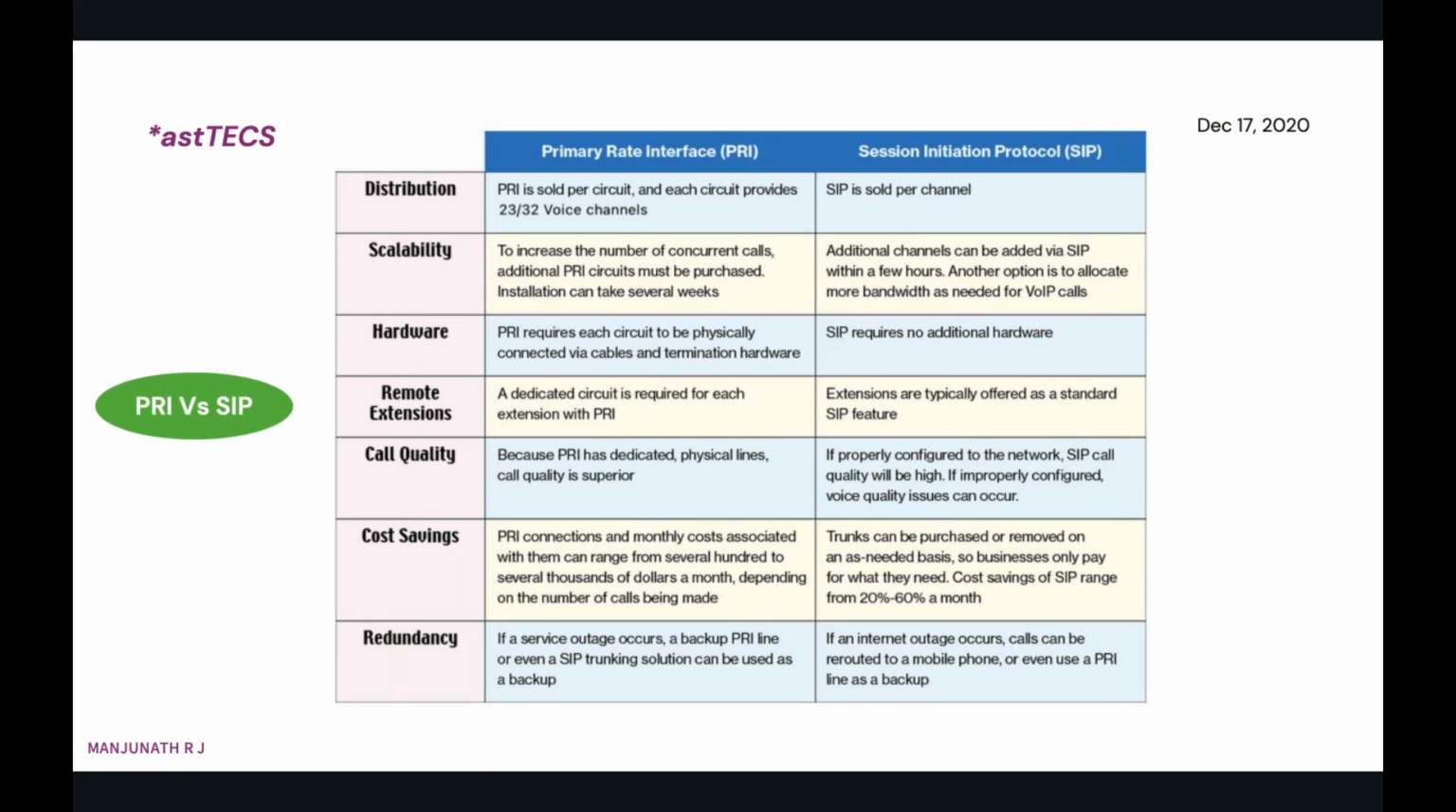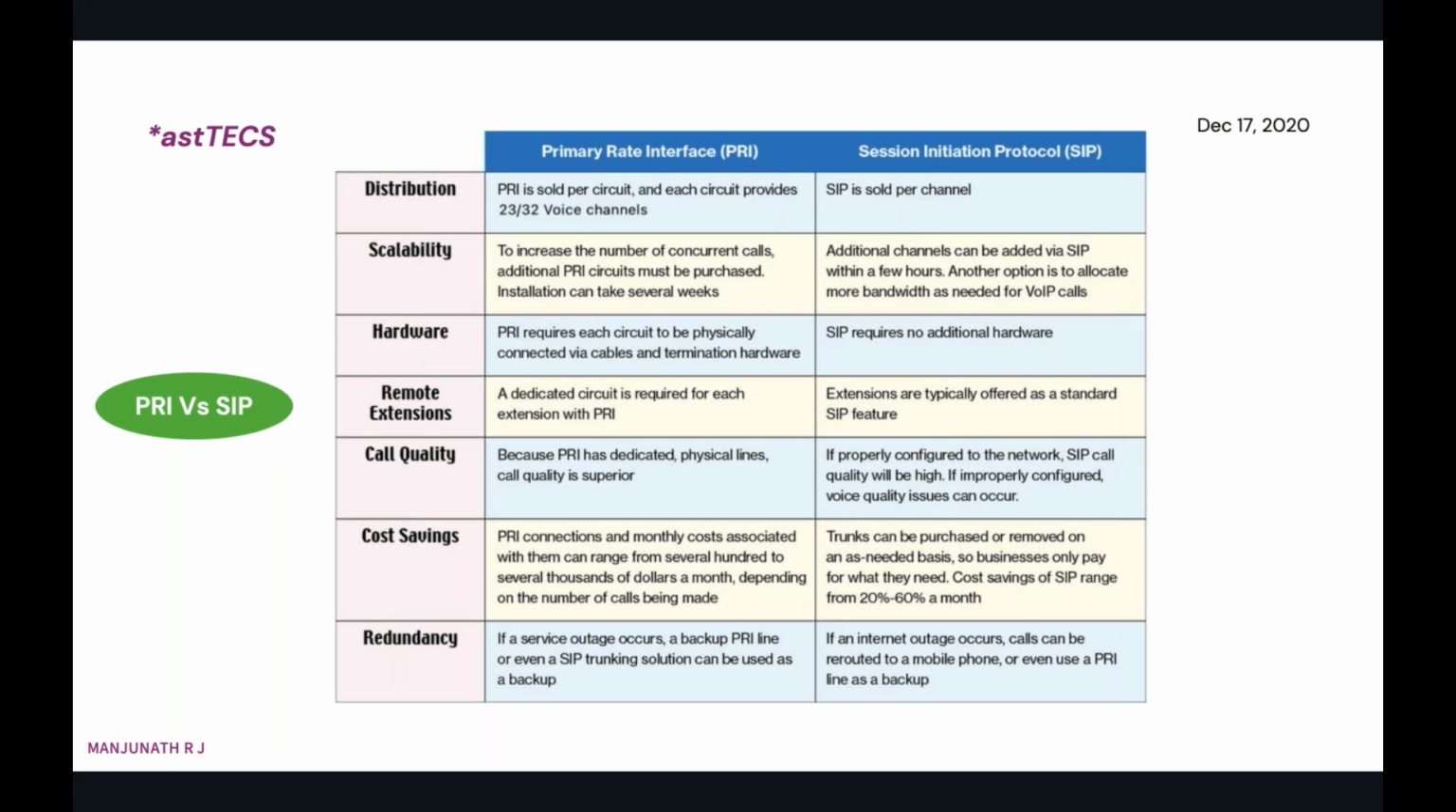So in a simple way to say, on the scalability part, if you want to have multiple PRIs, you need to buy multiple lines. This also makes a lot of work for you in-house to connect. But with SIP, it's one simple single line that comes and connects with your hardware. You can go up to a maximum of 1,500 channels. In India, they start with 20 channels.